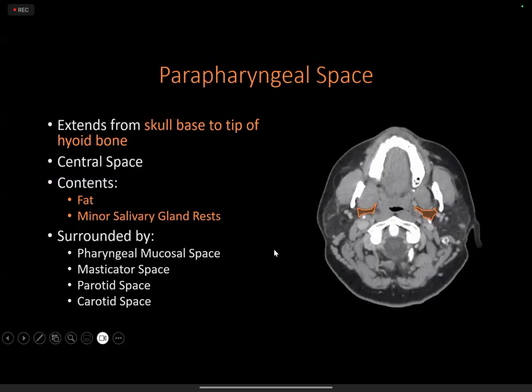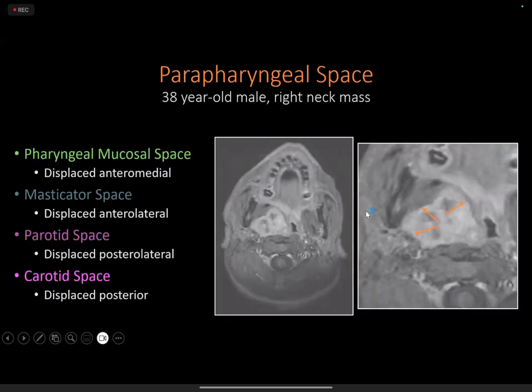Let's first start with the parapharyngeal space. The parapharyngeal space extends from the skull base to the tip of the hyoid bone. It's a central space, and it really only contains two things: fat and minor salivary gland rests. Here are the paired parapharyngeal spaces, just this fat right over here. It's surrounded by the pharyngeal mucosal space medially, the masticator space anteriorly, the parotid space laterally, and then we have the carotid space just posterior to that parapharyngeal fat.